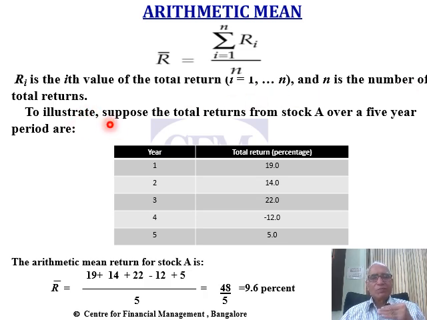returns. To illustrate, suppose the total returns from stock A over a 5-year period are as follows: year 1 total return 19%, year 2 total return 14%, so on and so forth. The arithmetic mean works out to the sum of all of these divided by 5, so it is 9.6%.